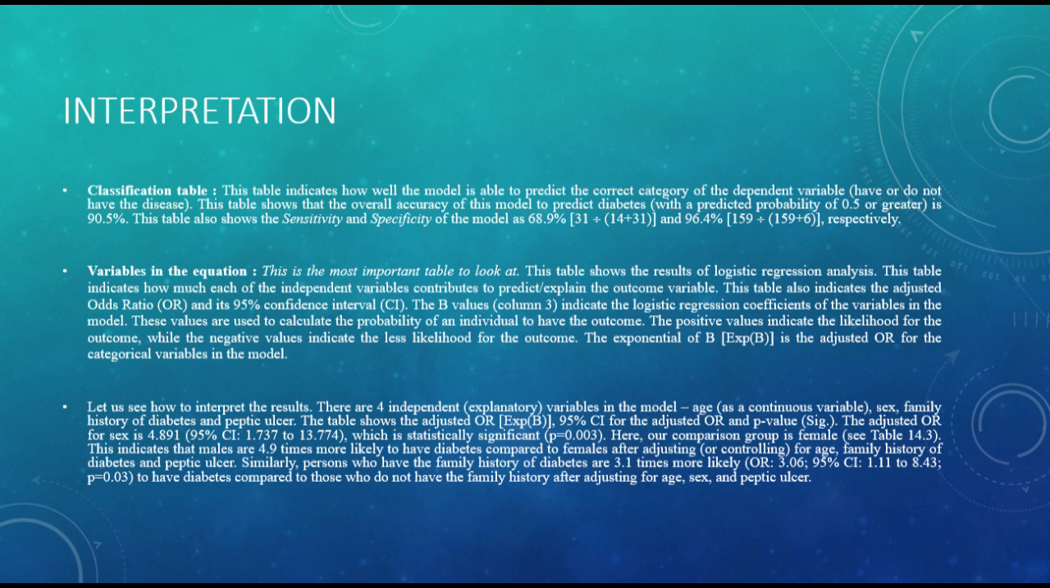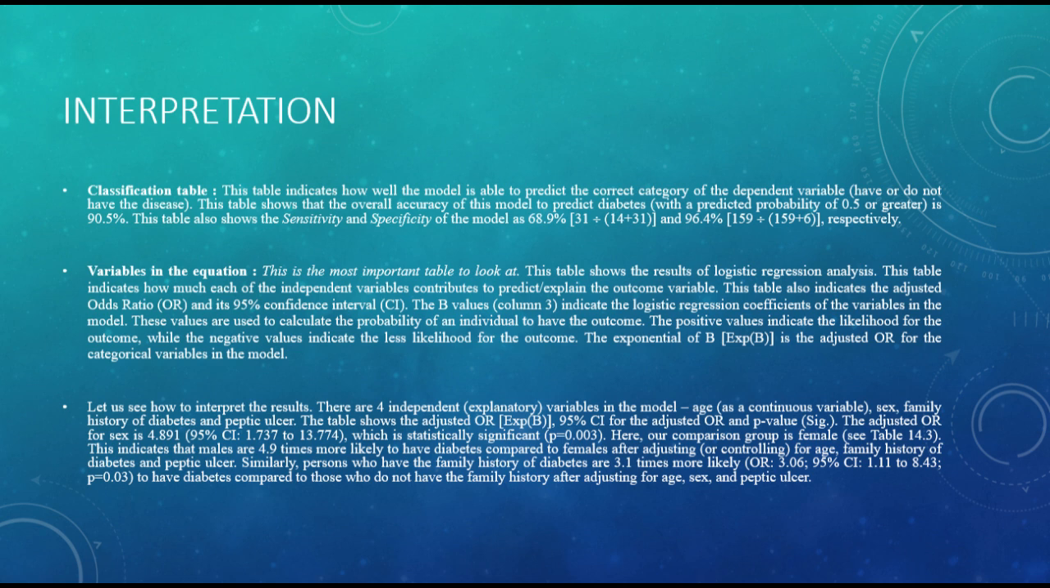Variables in the equation. This is the most important table to look at. This table shows the results of logistic regression analysis. This table indicates how much each of the independent variables contributes to predict-explain the outcome variable. This table also indicates the adjusted odds ratio, OR, and its 95% confidence interval, CI.